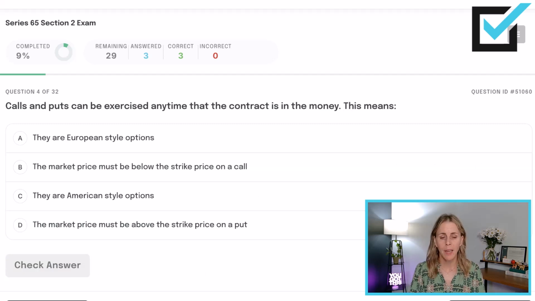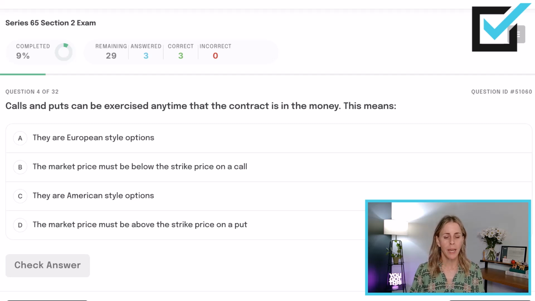Calls and puts can be exercised any time that the contract is in the money. Who has the power? The buyer. Who has sold an obligation? The seller. This means they are European-style options. The market price must be below the strike price on a call. They are American-style options. The market price must be above the strike price on a put.